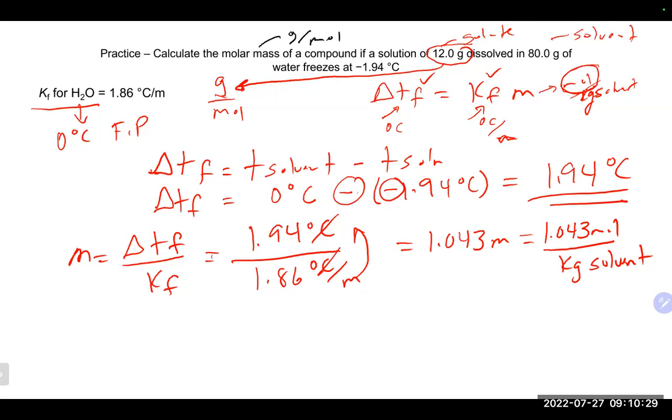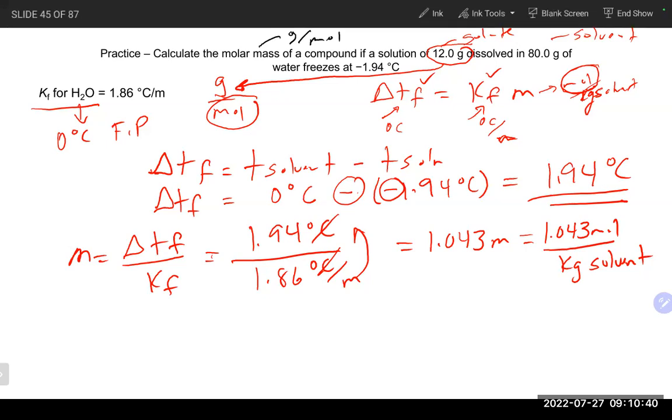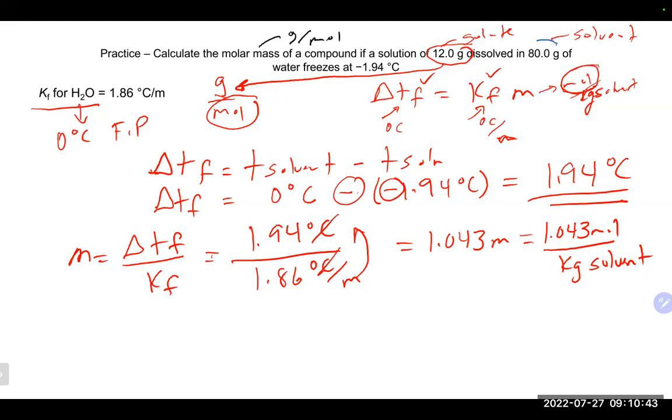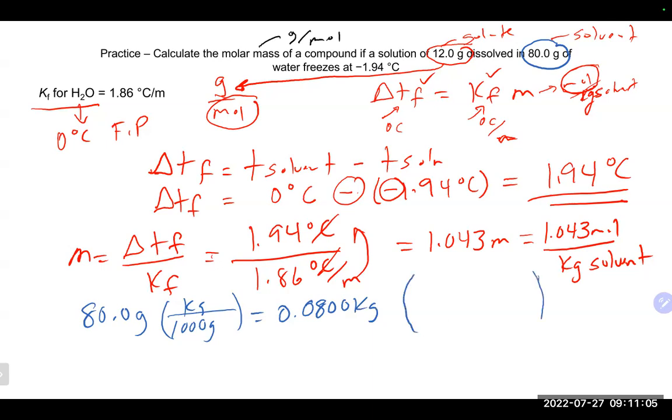Now, remember that ultimately here we're looking for moles, right? So we're close to that. We need to get rid of basically our solvent. And really the only piece of information we have not used at this point is the 80 grams of water, which is our solvent. So we do need to convert our solvent, which is our water, which is 80 grams, into kilograms. So 1,000 grams in a kilogram gives us 0.08 kilograms. We're going to take that and times it by the molality that we just calculated, which is 1.043 moles of the solute, which is what we're looking for, per kilogram of our solvent here, which is water. Kilograms will cancel.